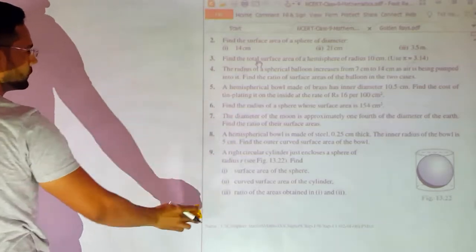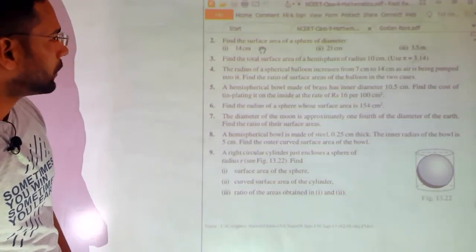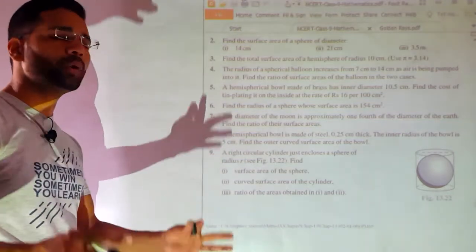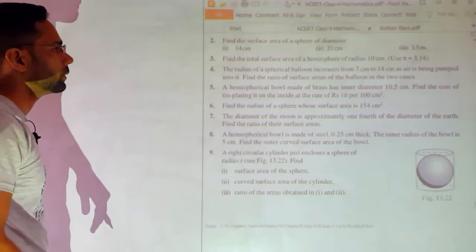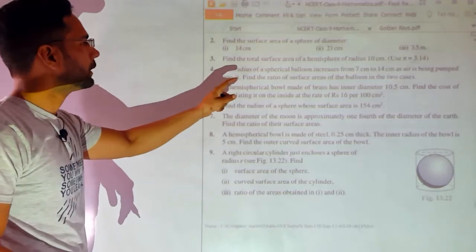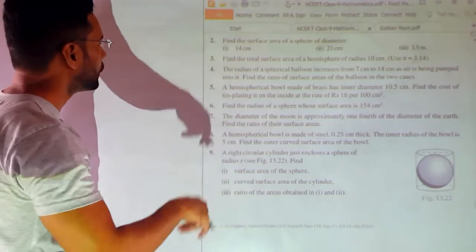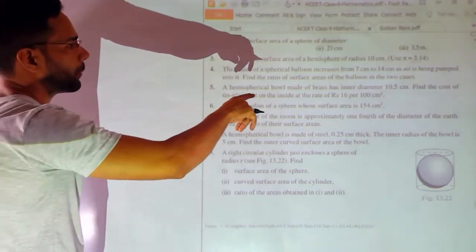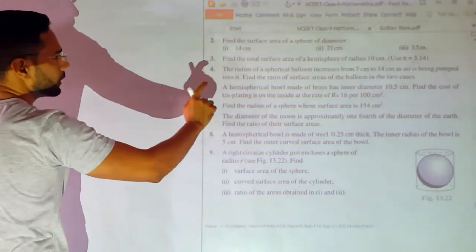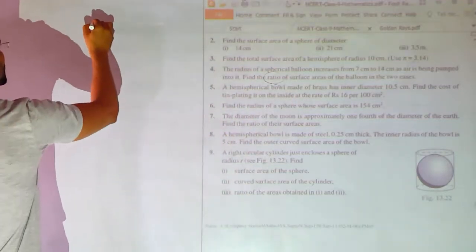Question number 4. The radius of a spherical balloon increases from 7 centimeter to 14 centimeter. It means you have a balloon. If you blow air in the balloon, then the radius will increase from 7 to 14. As air is being pumped into it, find the ratio of the surface area of the balloon in the two cases. Now the balloon is a sphere.